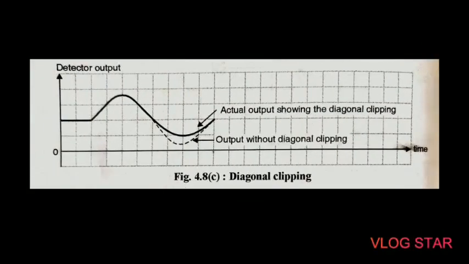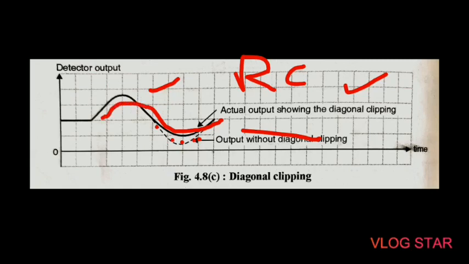In diagonal clipping, this type of distortion occurs when the RC time constant of the load circuit is too long. That means if the value of this RC time constant is very long, then the RC circuit cannot follow the fast changes in the modulating envelope. That's why diagonal clipping occurs. We can see here the output without diagonal clipping is like this, but due to diagonal clipping, the actual output shows the clipping like this dark line.